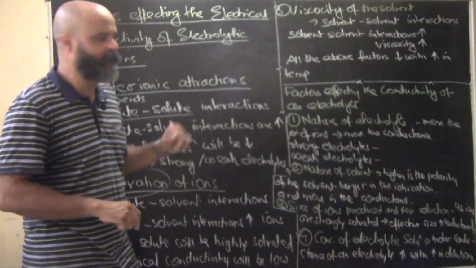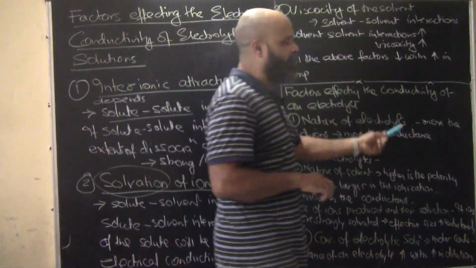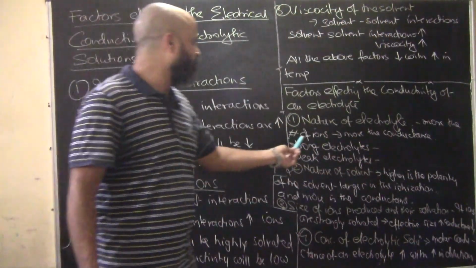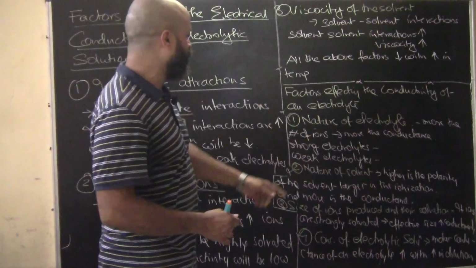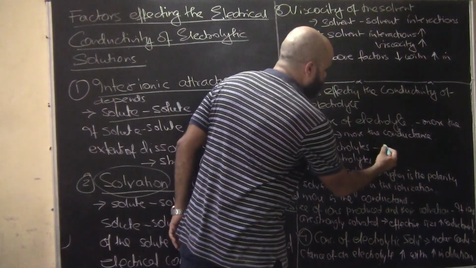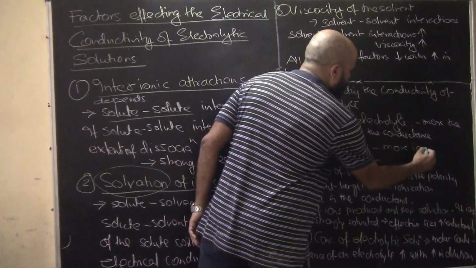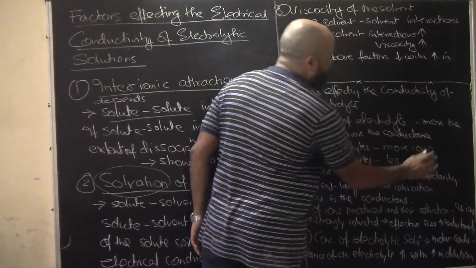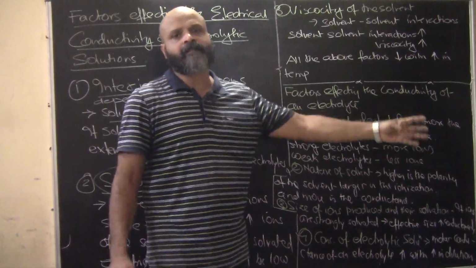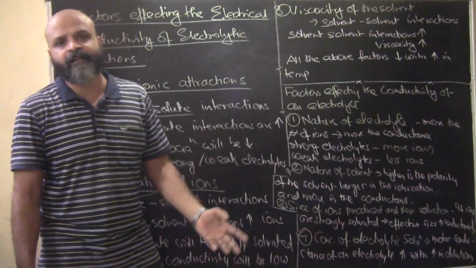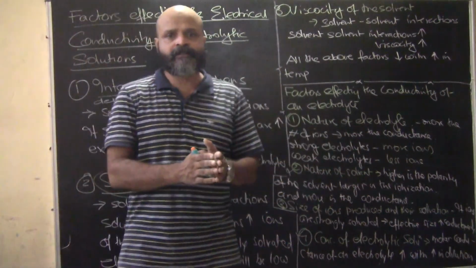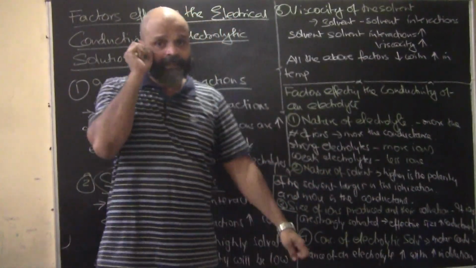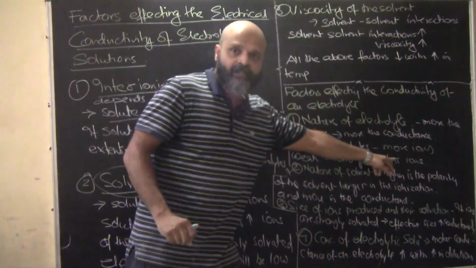What are the factors which affect the conductivity of an electrolyte? Obviously the nature of the electrolyte, how strongly it can form ions. The more ions, the more conductance. And we all know, for example, strong electrolytes will form more ions, weak electrolytes will form fewer ions, because after a certain stage, strong electrolytes are supposedly forming 100% of their ions, because that is considered to be 100% dissociation. Whereas in weak electrolytes, fewer ions get formed.